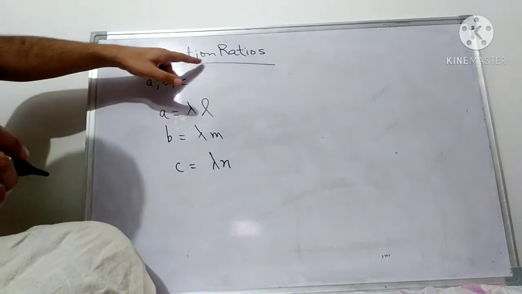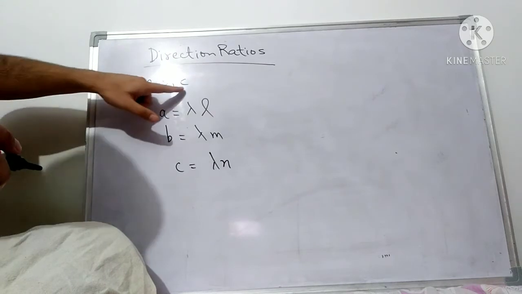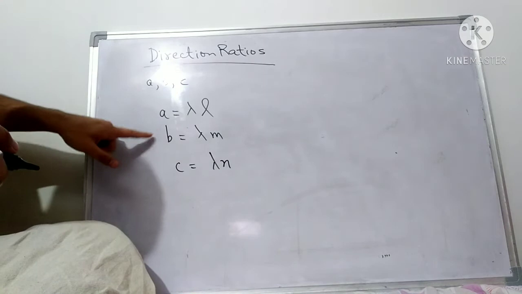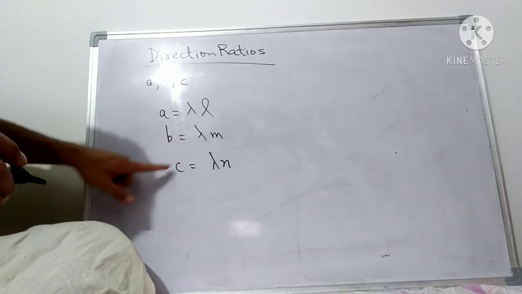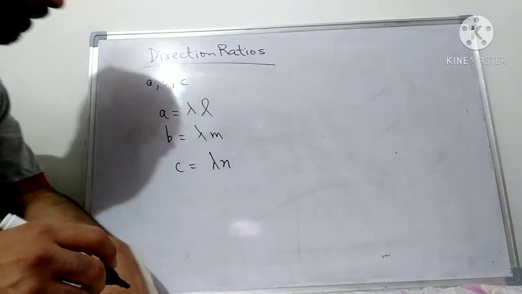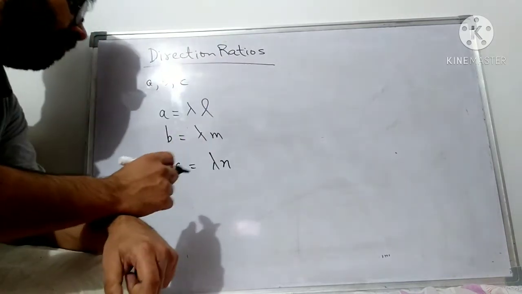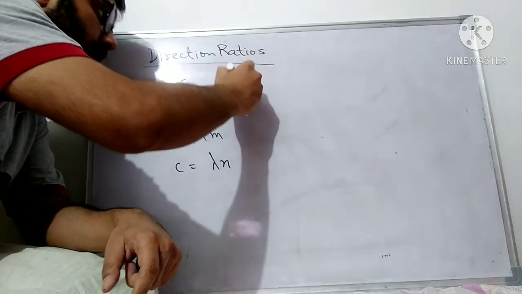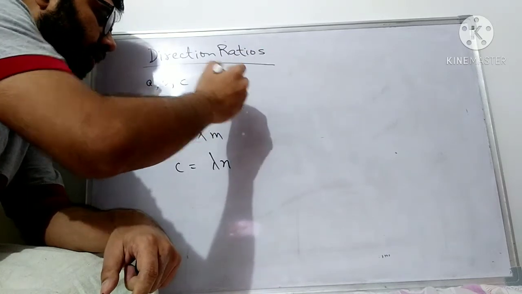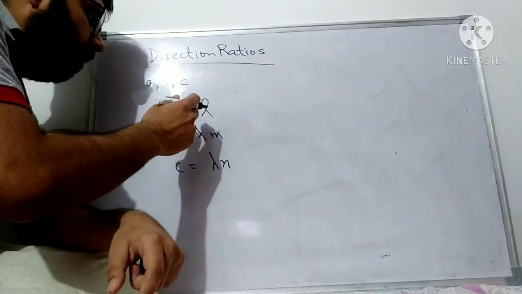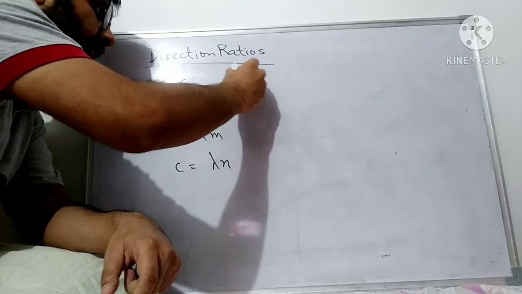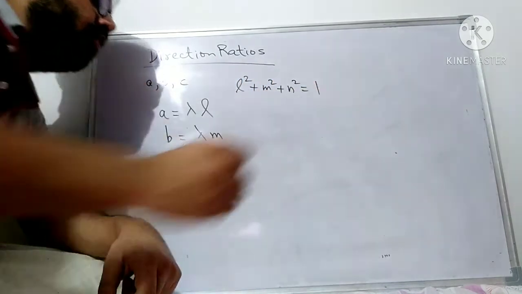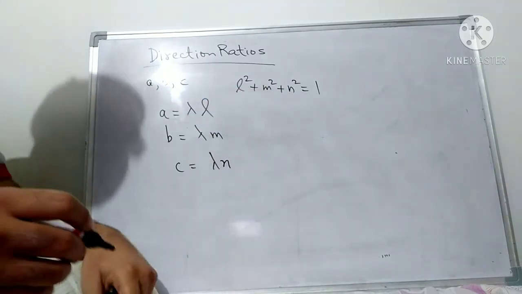Suppose we are taking A, B, C as the direction ratios for a line. Then A will be a scalar multiple of L, B will be a scalar multiple of M, and C will be a scalar multiple of N. Now, if I want to write, I can use the relation L square plus M square plus N square is equal to 1, because we know that the sum of the squares of the direction cosines is equal to 1.